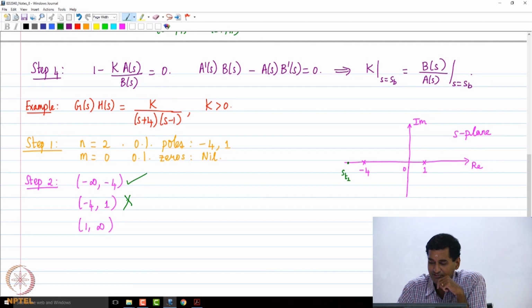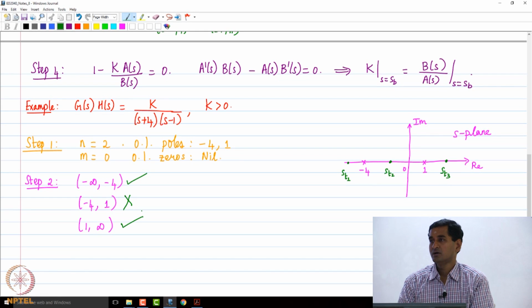No, right, because if you take a test point S_T2 in this region and look towards the right, you see that there is one real open loop pole to the right, that's odd, right. So that criteria is not satisfied, so it does not lie on the root locus. Now let's take a test point between 1 and infinity. You can immediately see that there are no real open loop poles and open loop zeros to the right. So the region 1 to infinity lies on the root locus.